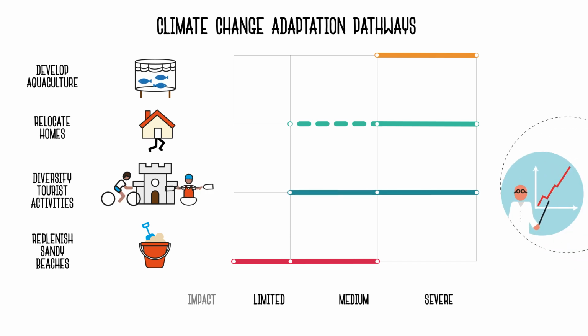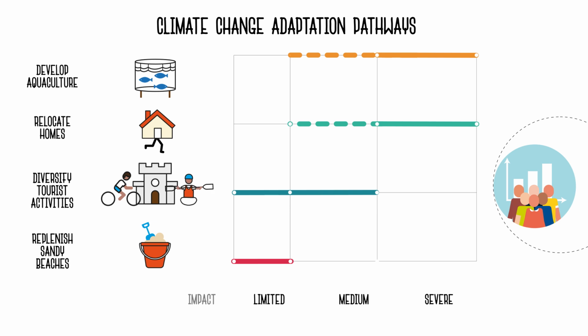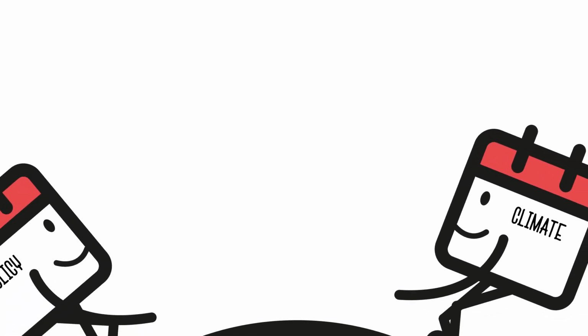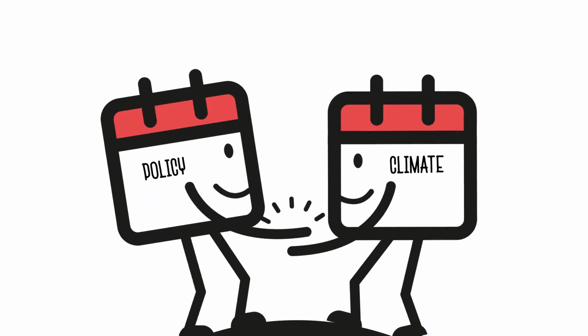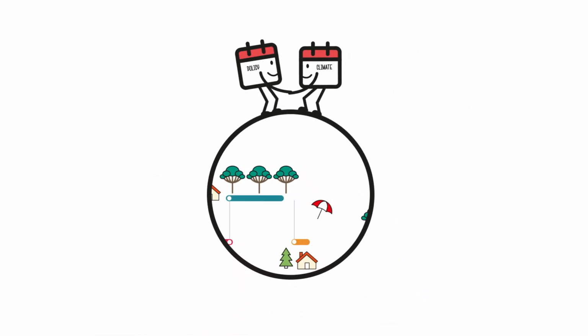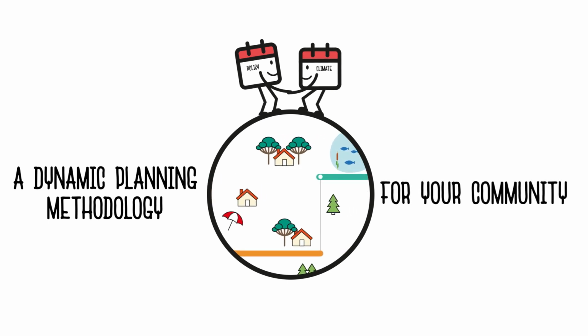They can be adjusted in the light of new climatic, political, or socio-economic changes. This is the added value of adaptive management, an approach that helps you to reconcile the timescales of climate change and public policy. Objectif'Climat Trajectoires, a dynamic planning methodology for your climate change adaptation policy.